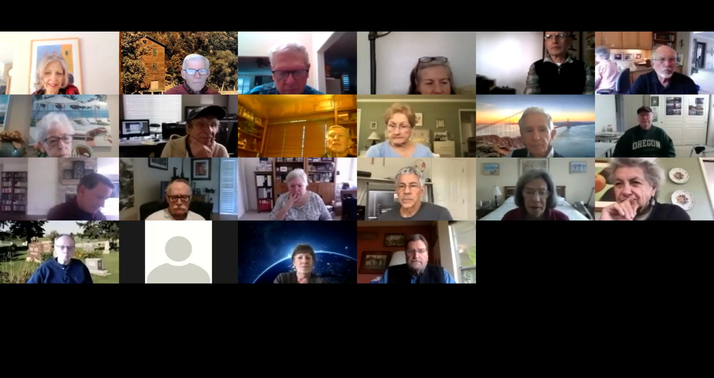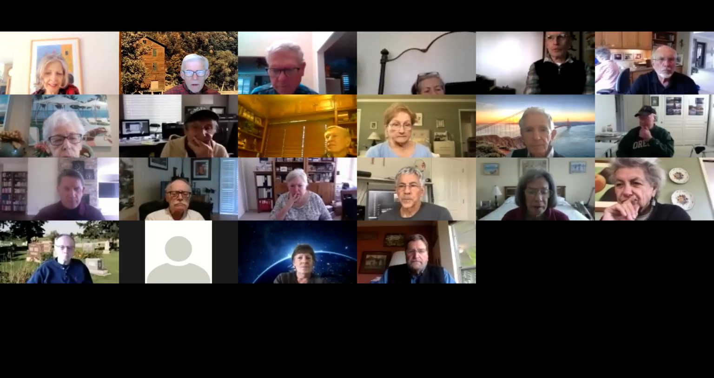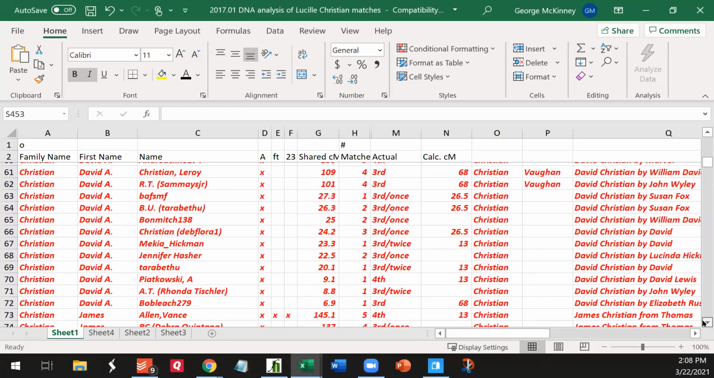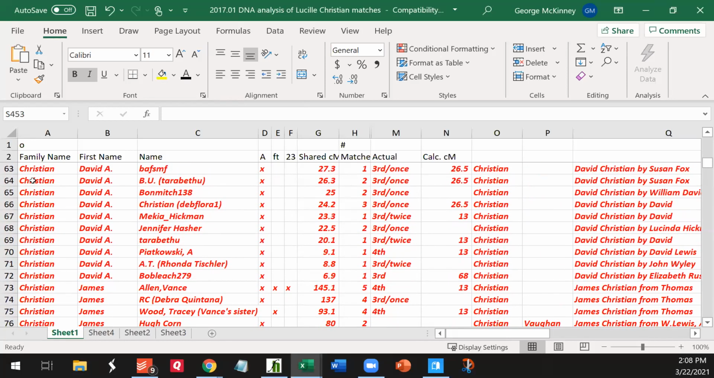Well, let me go back here. If you run your eye down here, these are all the people who are related to me by way of various of my Christian ancestors. So when I get back to David Christian, who is my second great-grandfather, I've got all these people who are showing up with centimorgans in the 20s. Wow. And I think I'm learning a lot about that family by looking at these links. Does that make sense? Yes.